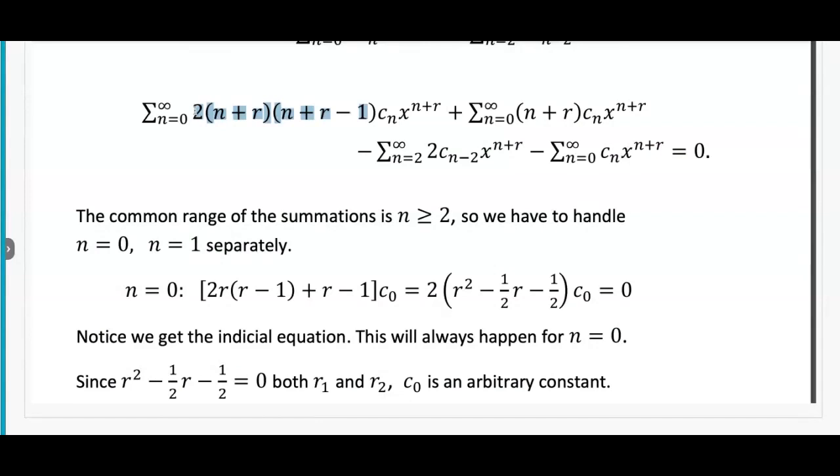For this one, when n equals 0, we get 2 times r times r minus 1. For this term, n equals 0, we just have r. For this one, n equals 0, just minus 1. So when n equals 0, I have this. Simplify it, so we get this.